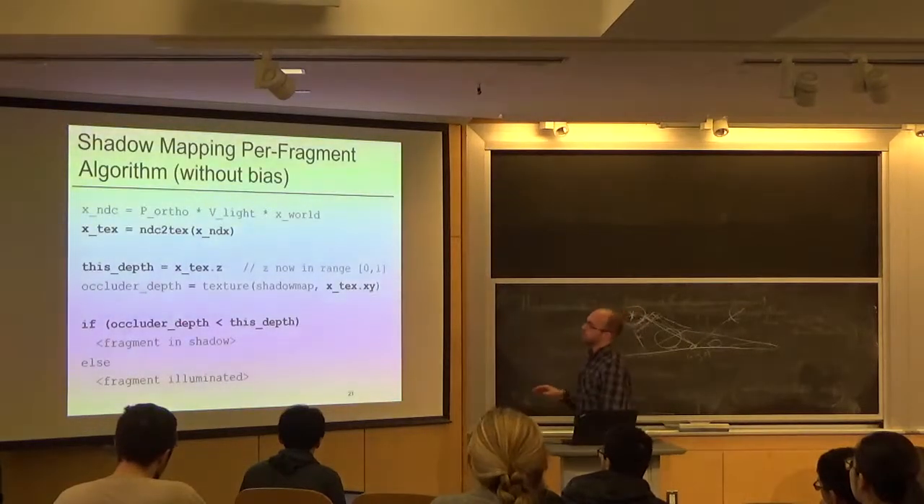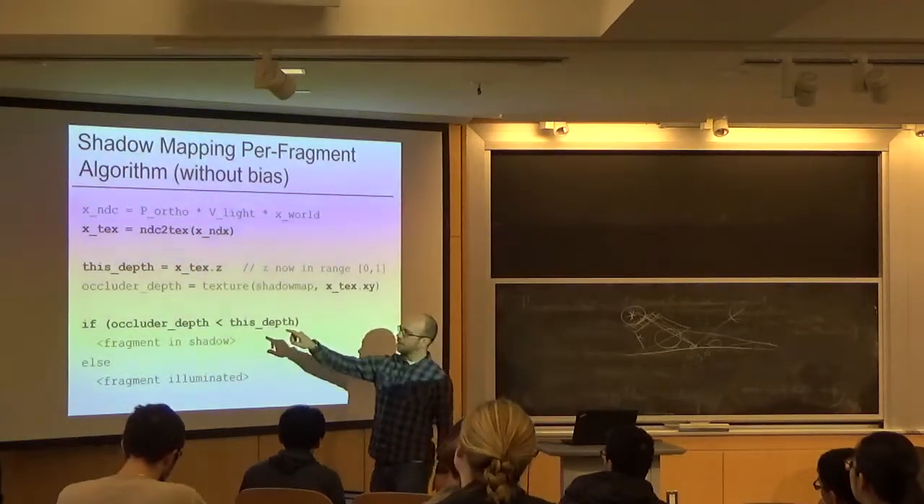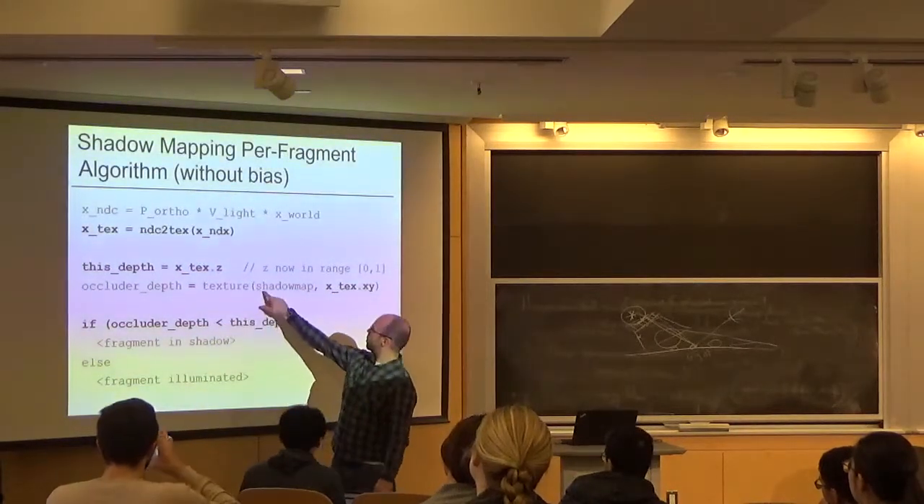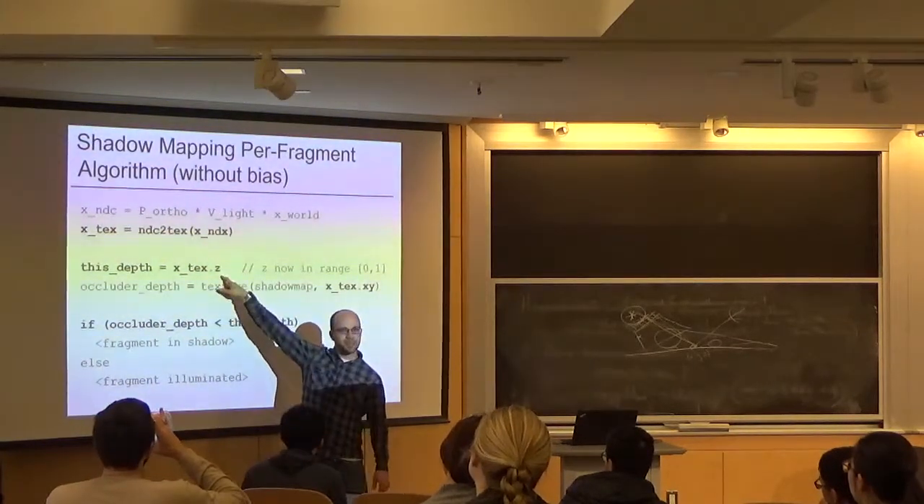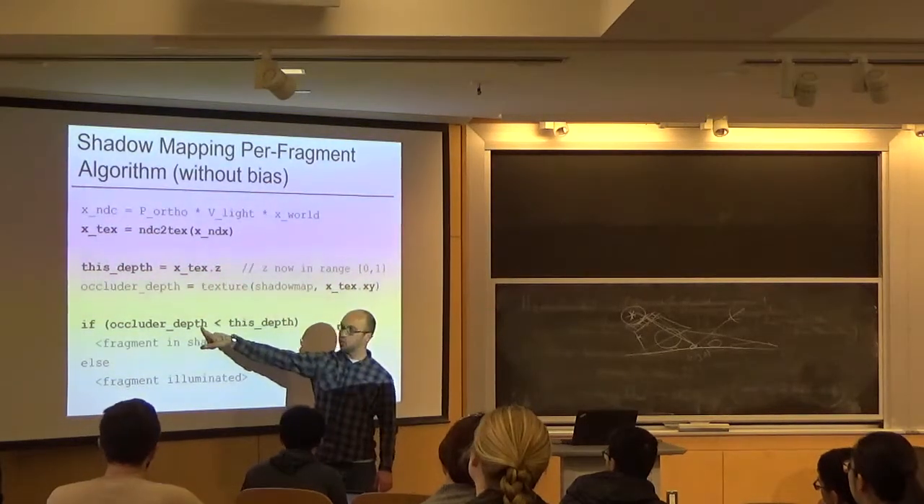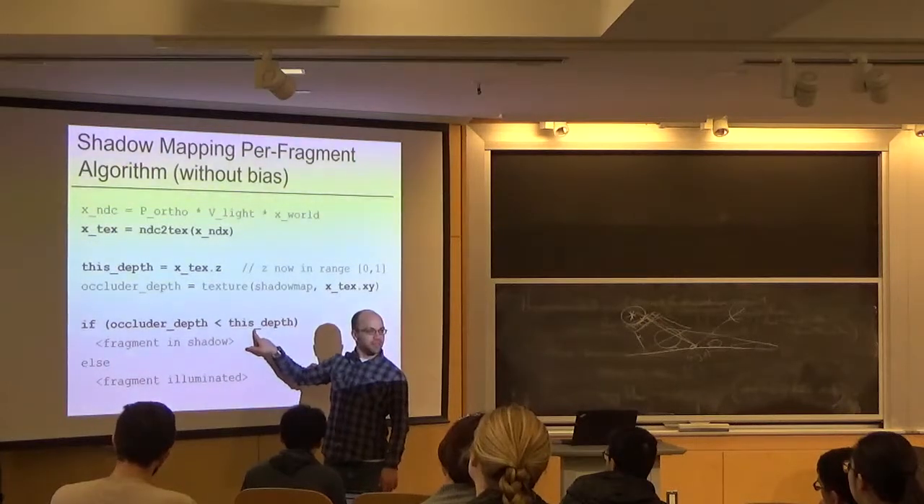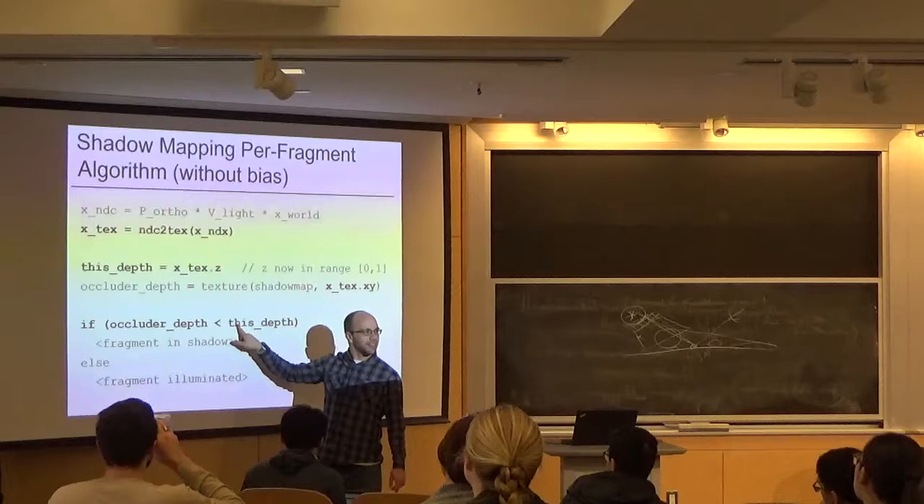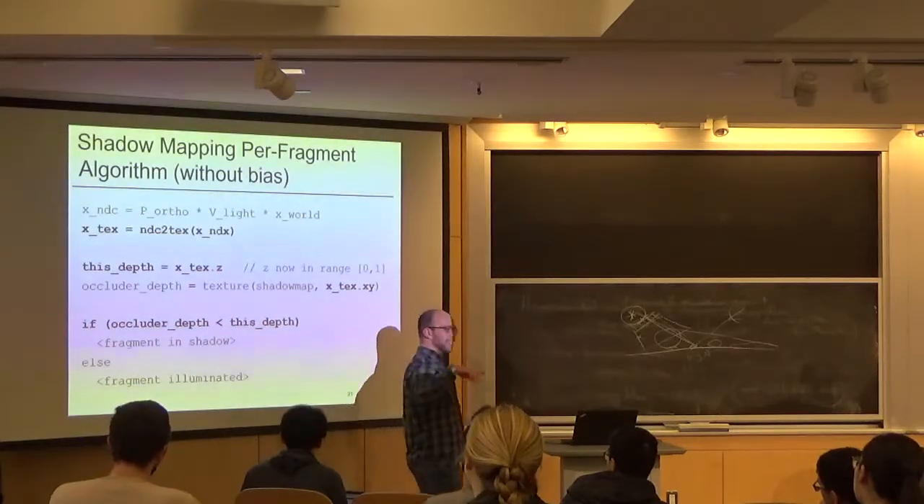But even there, let's say I figure out the right thing, and I have the depth that I read off of the shadow map, I have the depth that I actually computed, and I want to compare them. Right? And I'm in a shadow if the occluder depth is less than the depth of the fragment. Does that make sense? What could go wrong here? You guys actually already mentioned it.